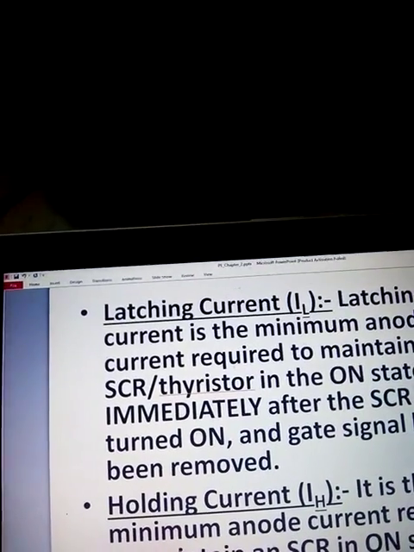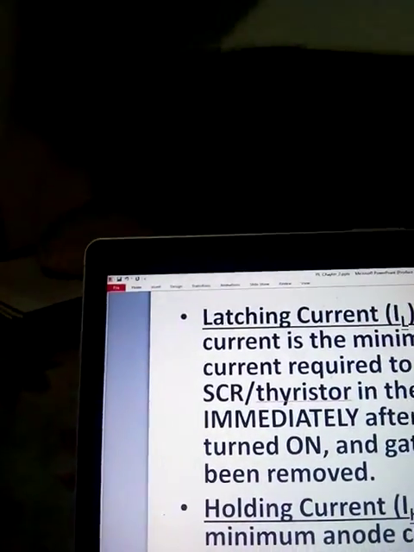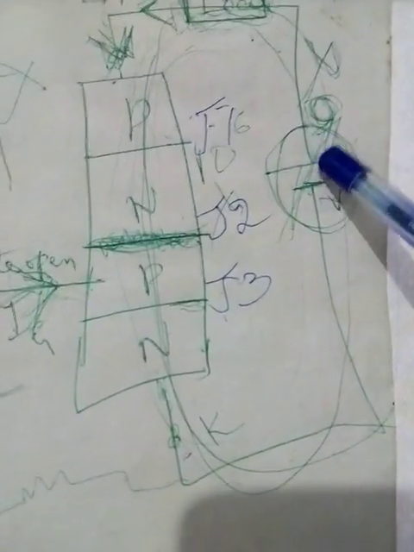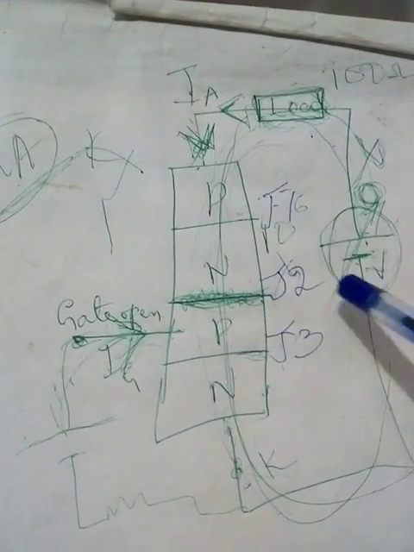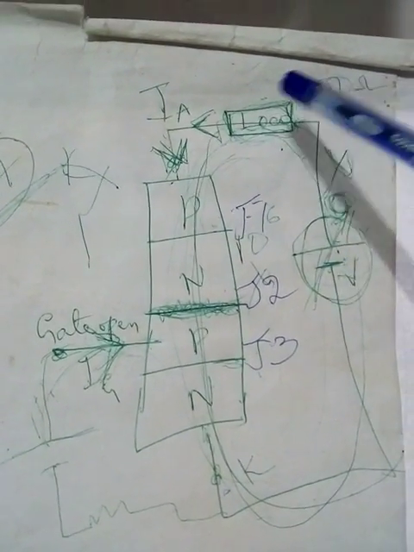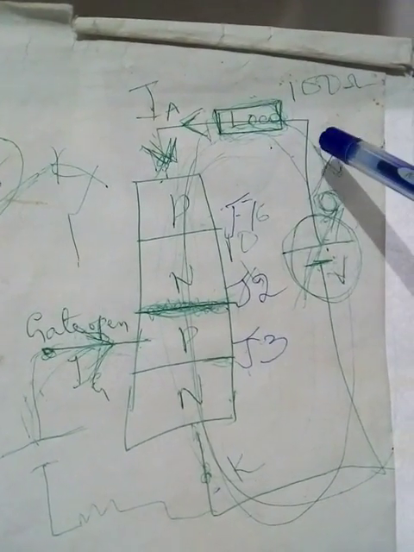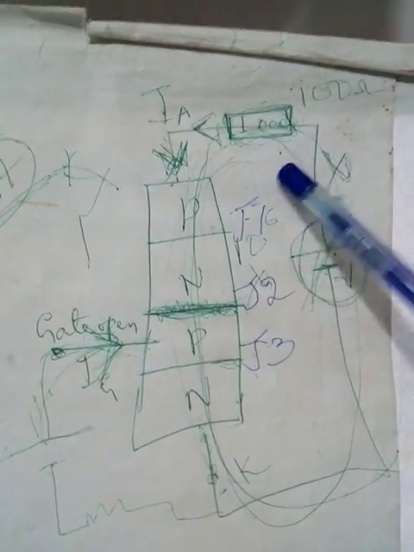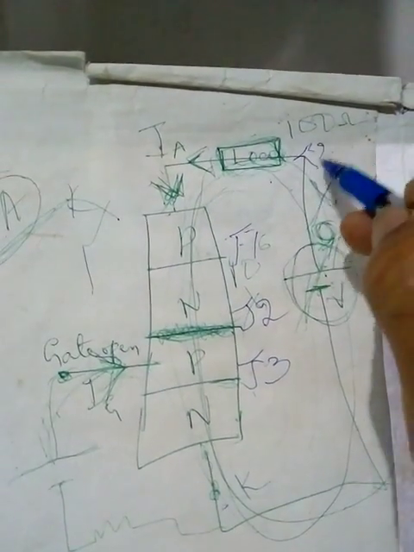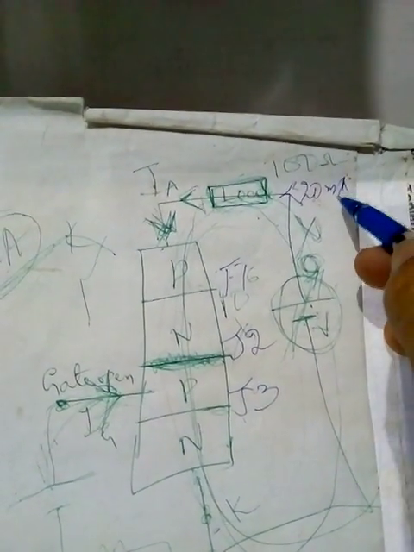Suppose, say, what happens sometimes: you keep here something like 2 volts and here something like 100 ohms, and you try to fire the SCR. So 2 volts by 100 ohms is how much? Around 20 milliamperes. So the load current itself will be around 20 milliamperes, very small.